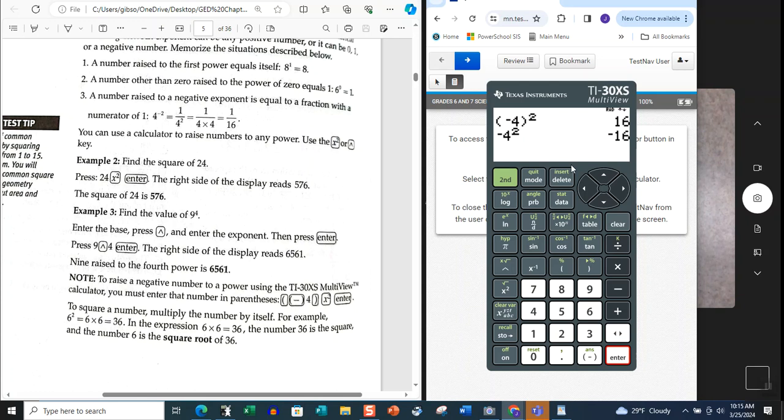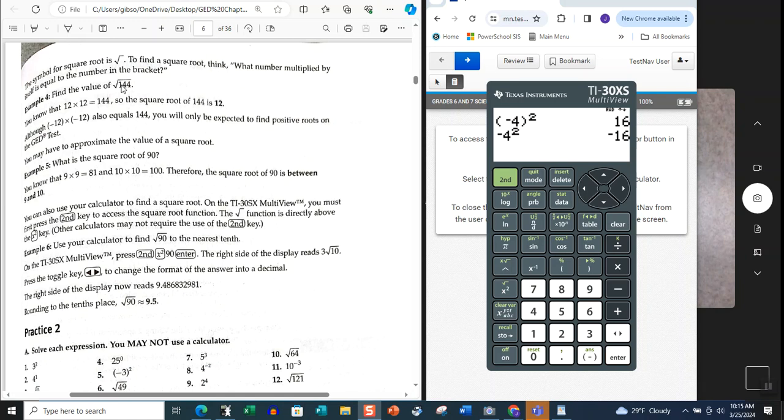It says to square a number, multiply the number by itself. For example, 6 squared is 6 times 6. In the expression 6 times 6 equals 36, the number 36 is the square, and the number 6 is the square root of 36.